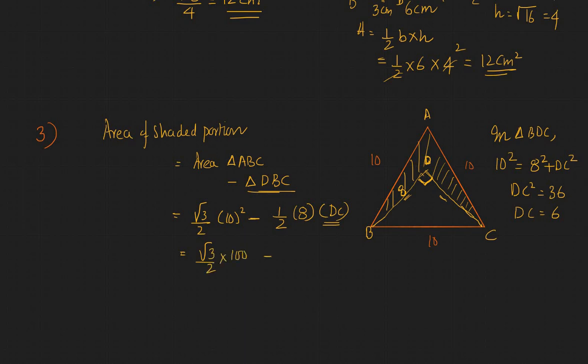minus this is 4 into 6, and root 3 is 1.732. I'm sorry, this is 4, this is not 2. So 1.732 by 4 into 100 minus 24. And if you calculate this, you will get the answer as 19.3 centimeters square. So that's your answer.